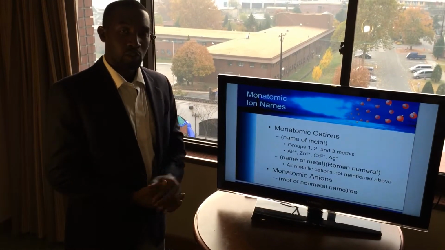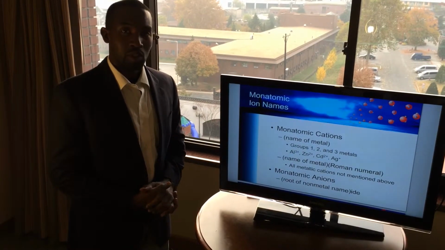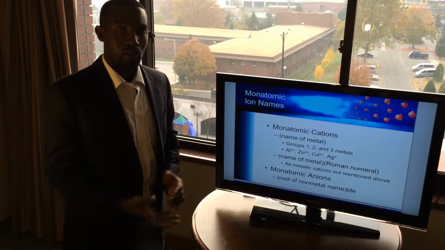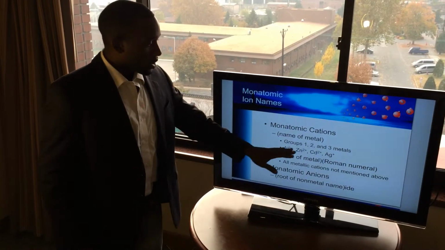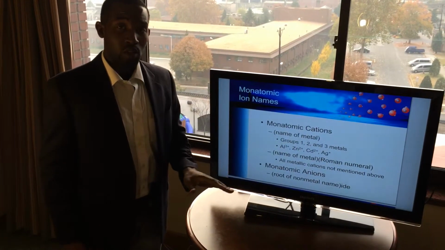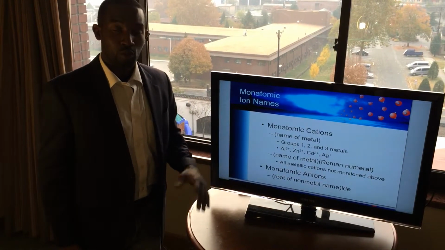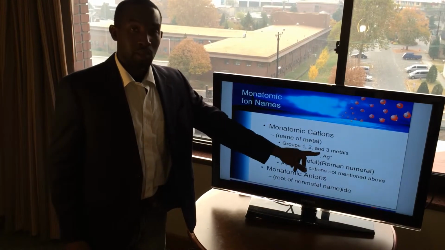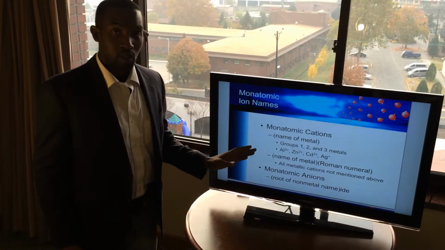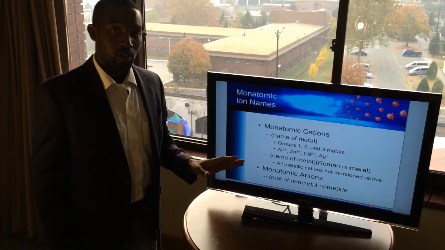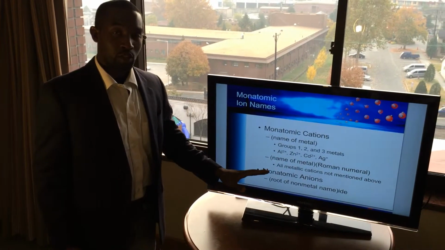So group 1 would be the first column. It would start with hydrogen, and next would be lithium, sodium, and you can consult any reference to see what's next. But group 1 elements have a +1 charge when they form cations. Group 2 elements have a +2 charge when they form ions, and group 3 elements have a +3 charge when they form ions. Now these are metals that we know the charge for, and they're always going to have those charges. Aluminum will always have a +3 charge.